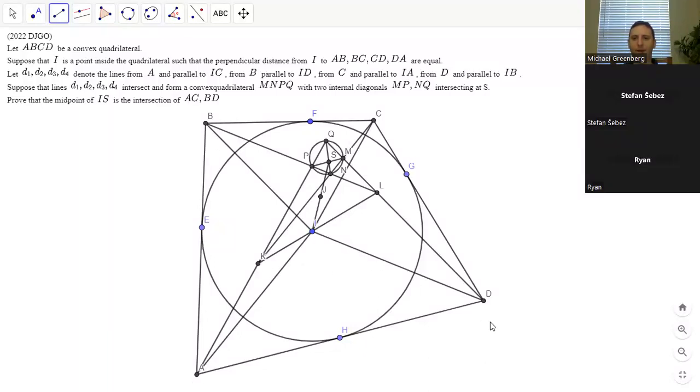The area AID is equal to area BIC, right? Yeah. No, but that sum is half of the area of the quadrilateral. I actually saw that theorem on your video of the Gauss line. That was the first time I saw it. So that is a very easy way to prove that I lies on the Gauss line of the quadrilateral, which actually means that K, I, L are collinear.